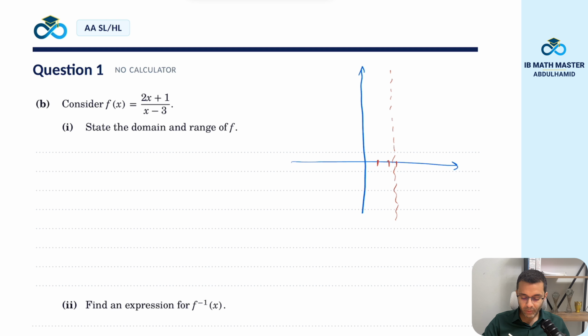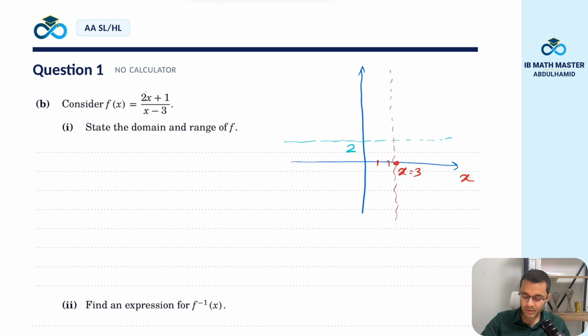And for the horizontal asymptote, you divide the coefficient of x in the numerator by the coefficient of x in the denominator, 2 divided by, by the way, here the coefficient is 1. So 2 divided by 1 is 2. The horizontal asymptote here will be at 2. And here, x will be 3.